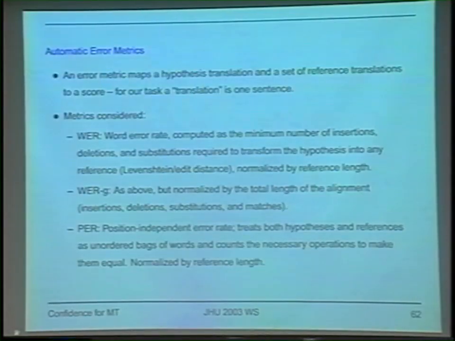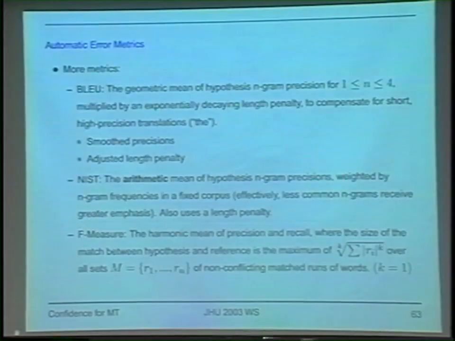Position independent error rate just treats things as unordered, so it doesn't penalize movement of words. And again, normalized by reference length. So these are the ones you've seen a lot of. So BLEU is this geometric mean of n-gram precisions. It has a length penalty. I should point out these two things. So the MTT mentioned this, but smoothing the precisions can be useful because the geometric mean is very harsh if you get a 0. So you can smooth them in the obvious way.